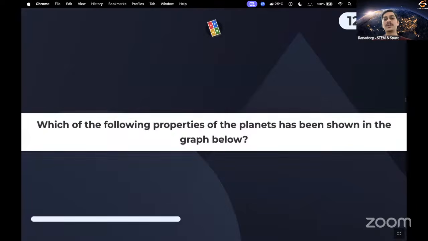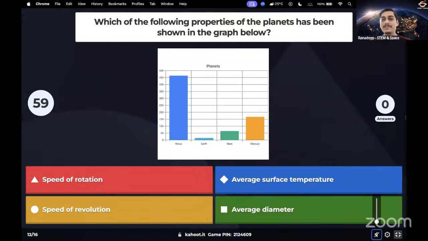Which of the following properties of the planets has been shown in the graph below? For people who might face a bit of difficulty in looking at this graph, let me just quickly interpret it for you. There are four planets for which this graph has been drawn: Venus, Earth, Mars, and Mercury. For Venus, the number is somewhere around 460 to 470. For Earth, it's somewhere near about 15 to 20. For Mars, just over 60. And for Mercury, it's near about 170. So, which property of these planets has been shown in the graph? What are these numbers?